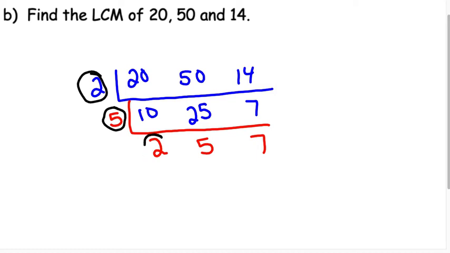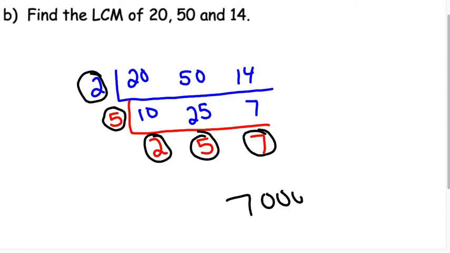So 2 times 5 times 2 times 5 times 7. Okay, when you do that, 2 times 5, that gives you 10, times 2 is 20, times 5 is 100, times 7 gives you 700. Oops, got an extra 0 in there. Let's get rid of that. So 700. There is your least common multiple.